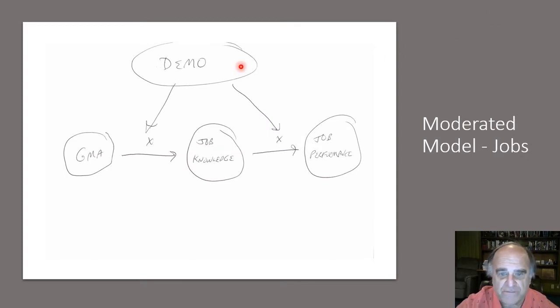Of course, we can have more complicated models. Here we have two types of moderation, and we have mediation. Here we have general mental ability leading to job knowledge, leading to job performance. But both of these paths are moderated by demographic variables. The path from general mental ability to job knowledge is moderated by demographic variables. The path from job knowledge to job performance is moderated by demographic variables.